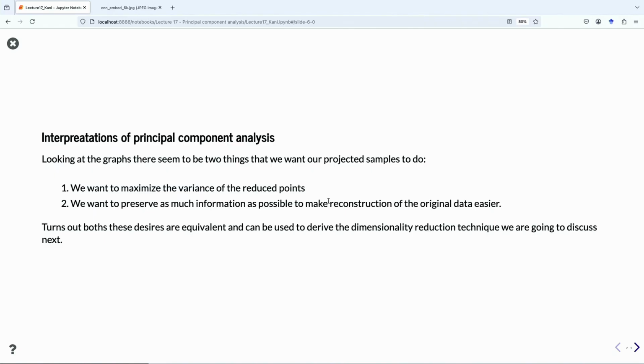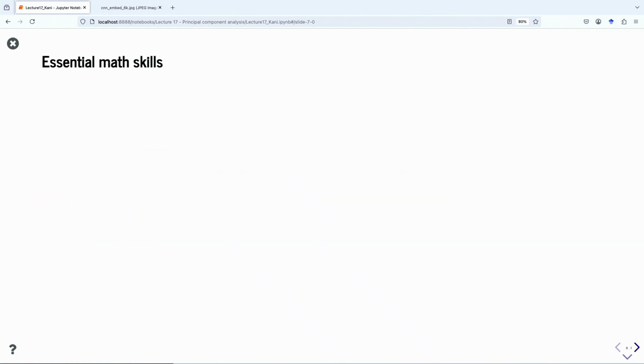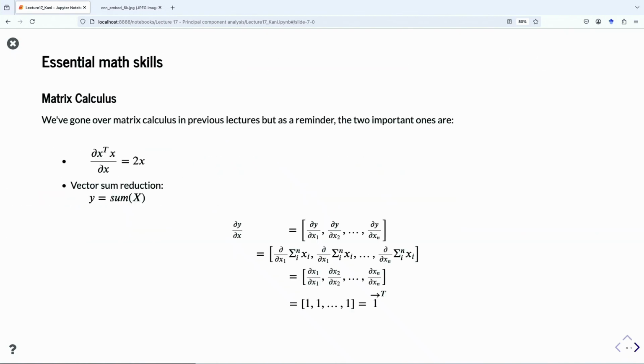But we're just going to focus on the first interpretation and try to derive how we do PCA by simply maximizing the variance of the reduced points. Okay, so essential math skills we'll need to basically derive PCA.